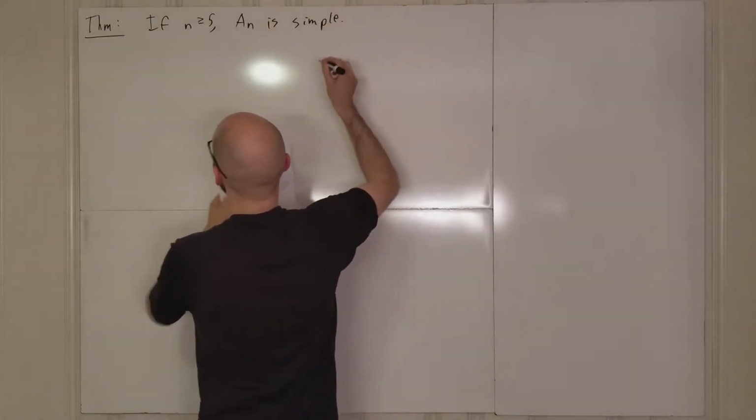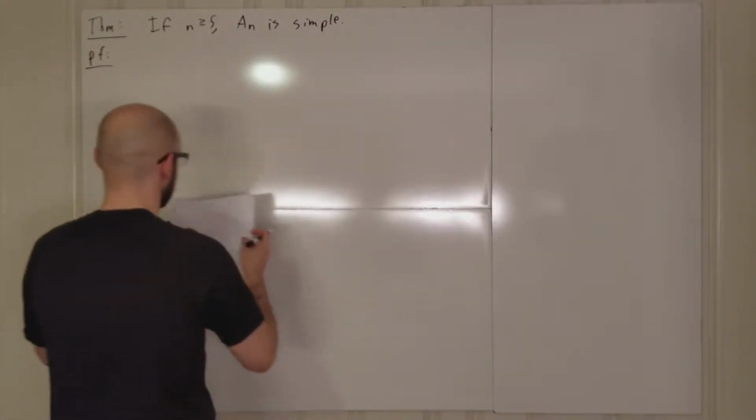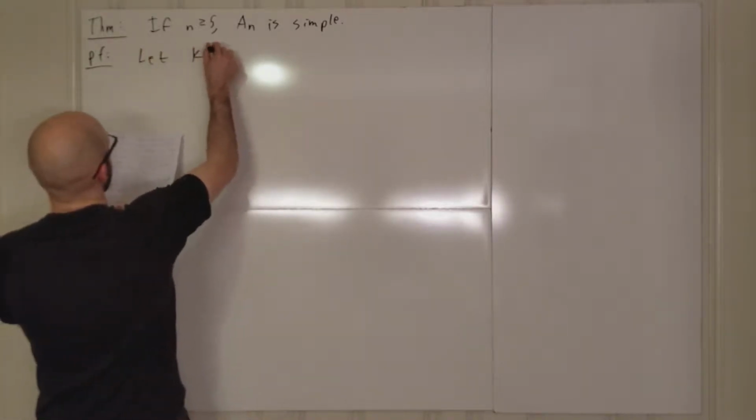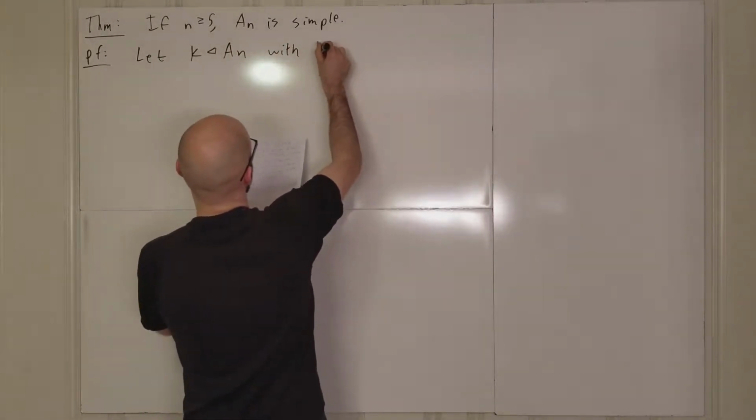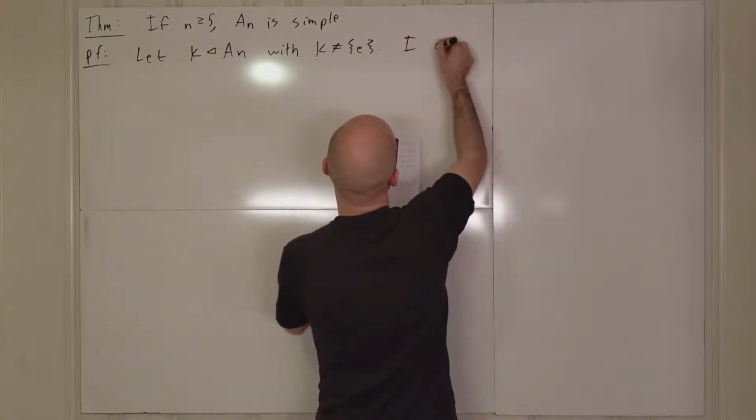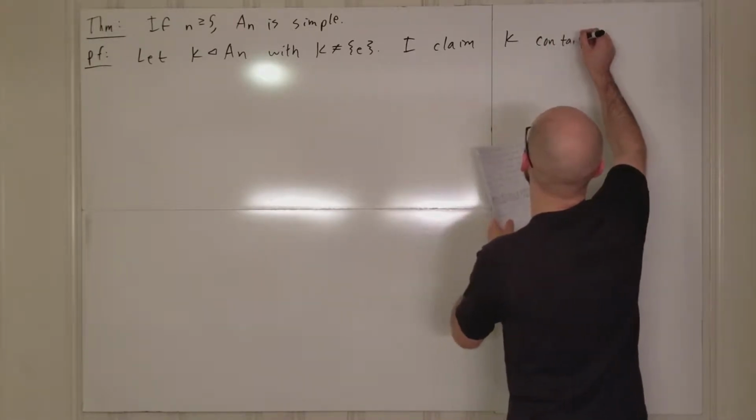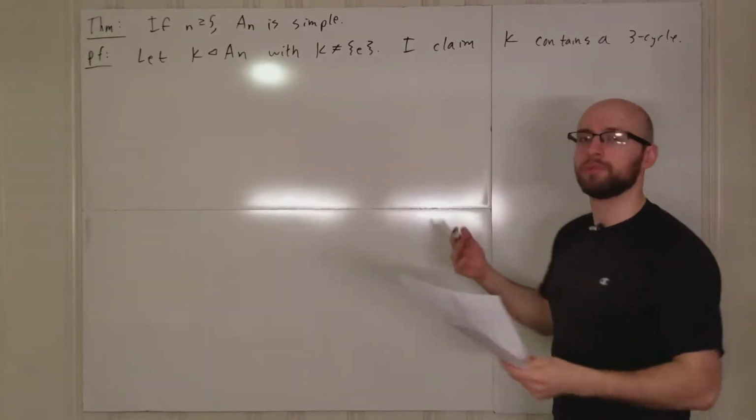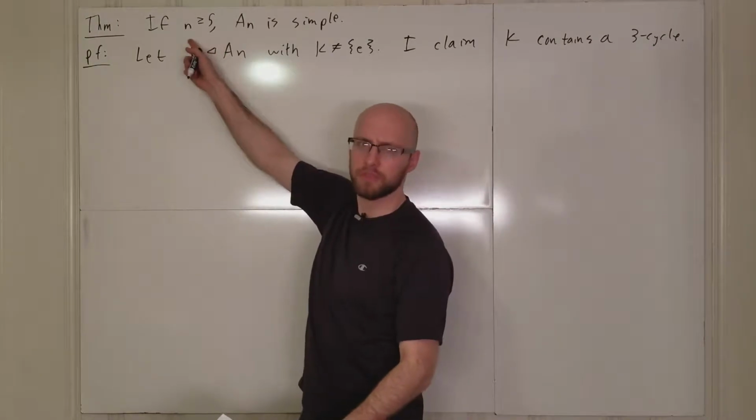And this is continuing what we talked about last time, and it will use those results. So let K be a normal subgroup of A_n with K not the trivial subgroup. I claim that K contains a 3-cycle. Because remember, we proved last time that 3-cycles generate A_n when n is greater than or equal to 5. So we really need that.